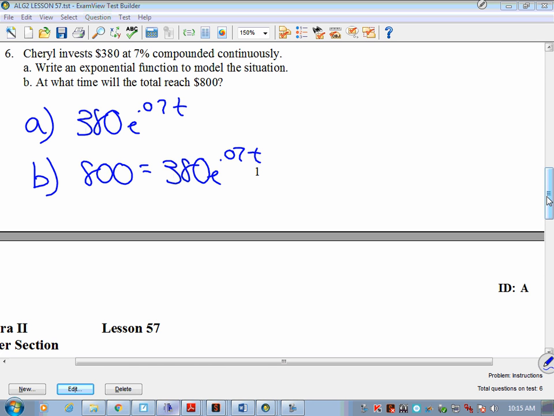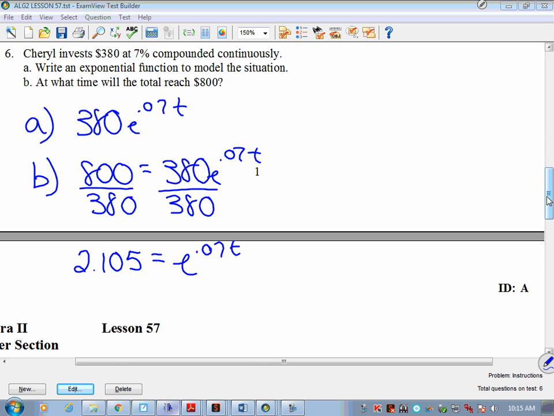Okay, so this is where we end up solving this the same way that we solved number 2, where we had the bacteria. It's the same formula that we used there. We start off by dividing by 380 because we're trying to isolate t. 800 divided by 380 is 2.105, and you can get your calculator and check that for me. Okay, and that's going to be e to the 0.07 t.